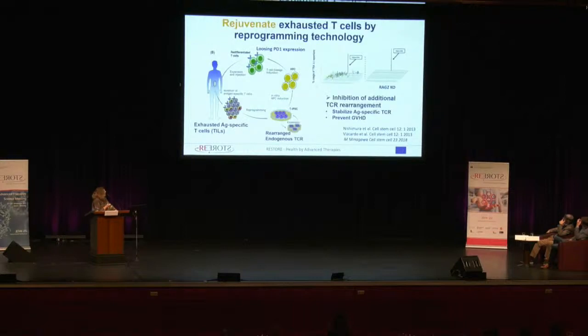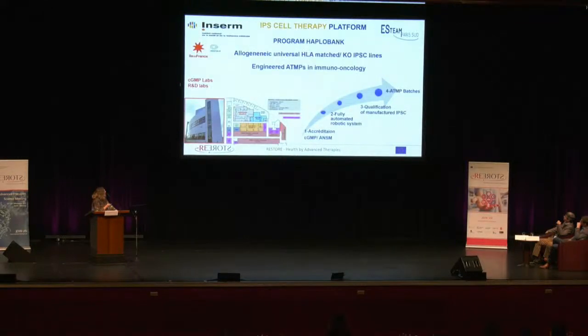The second possibility is to regenerate exhausted T cells by reprogramming technology. So you take some exhausted T cells, you reprogram these cells, so you have the rearrangement of the endogenous TCR inside, and so you reproduce T cells. They will lose the PD-1 expression, but during this time, as you know, you have a recombination. So you have to also eliminate the endogenous rearrangement, so you can also have a RAG2 KO to prevent GVHD and to stabilize the antigen-specific TCR during this process.